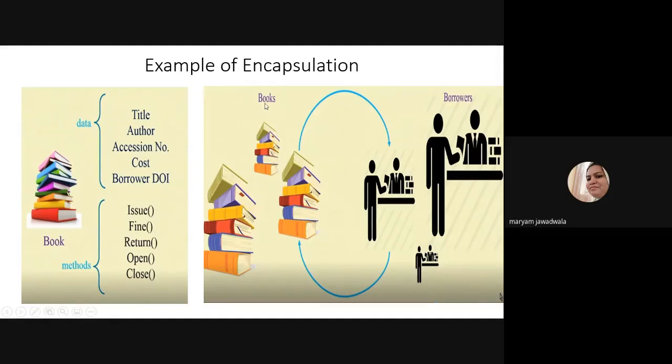Book has its own data and methods. Likewise, the borrower class has its own data and methods, right? I define two different classes, and after that I need to write objects belonging to the book class and objects belonging to the borrower class, because a class is nothing but a template for creating objects, right? I need to create different objects of the book class and different objects of the borrower class.